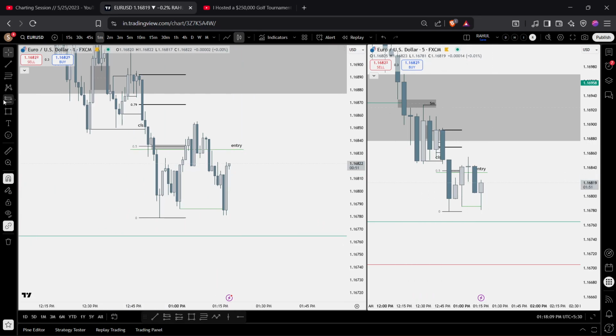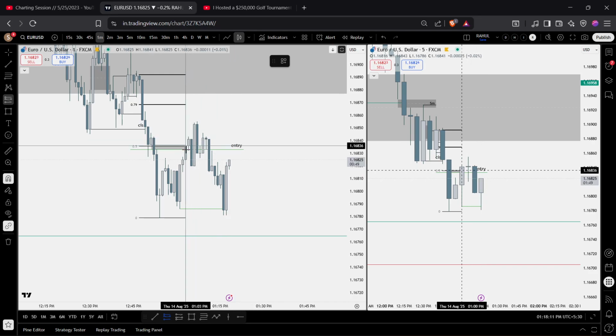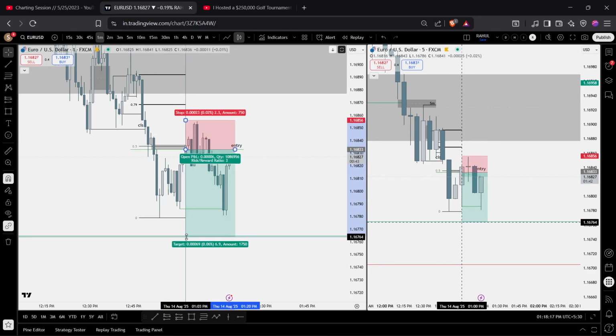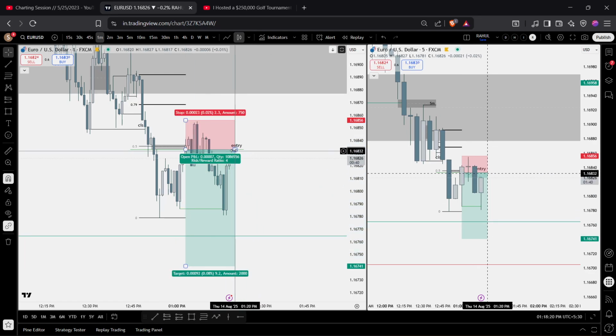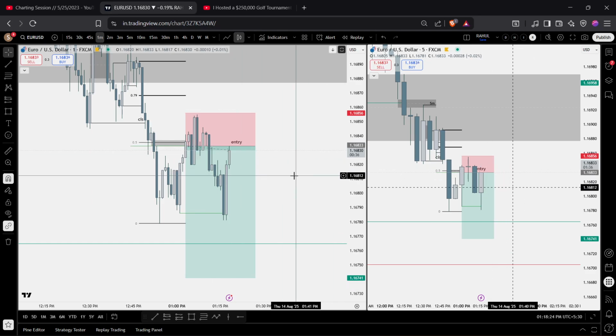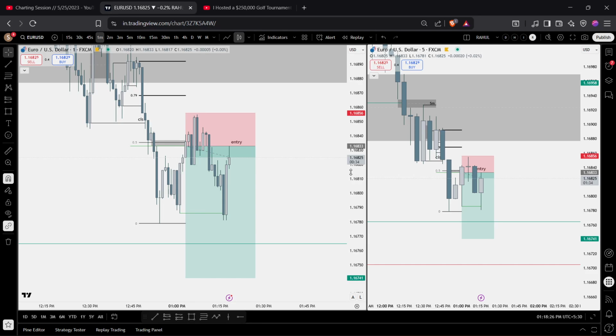Let me draw out my chart here. Entered here. Here, stop loss is here. Take profit. If we do take this side, then we are done.